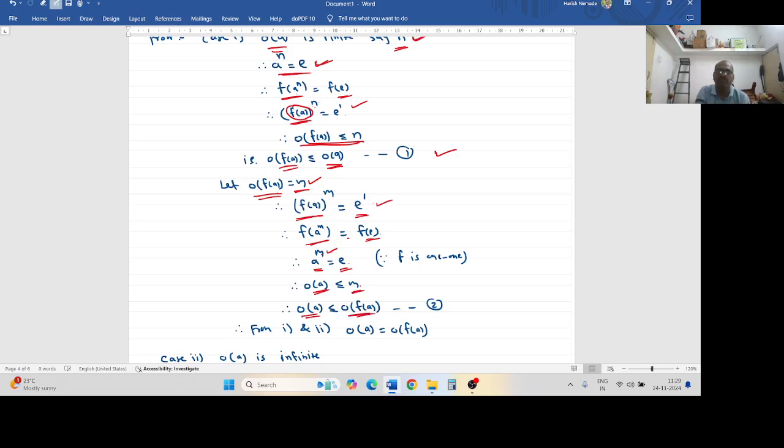So see equation 1 and 2. इक्वेशन 1 आपल्याला मिळालं ते order of f of a less than or equal to order of a. इक्वेशन 2 मिळाली order of a less than or equal to order of f of a. So therefore from that we can say order of f of a and order of a both are equal.